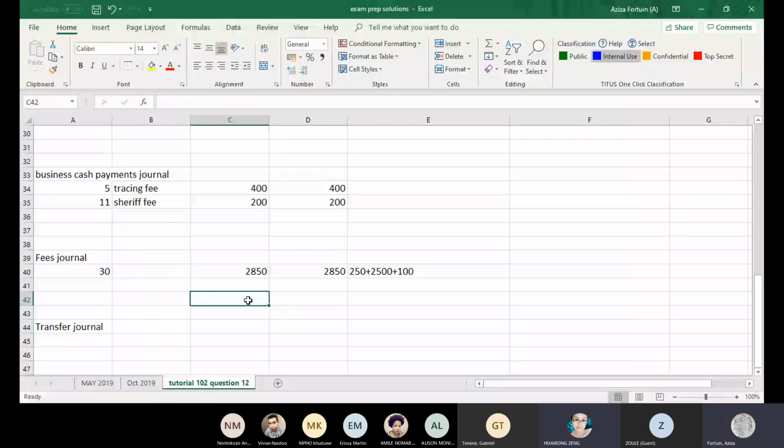That should be transferred, and that is also in the business cash receipt journal. We should receive these fees, 27,500 Rand. So you're saying in my business cash receipts journal, I'm going to transfer that 27,500 Rand. Yes, this should also happen in the transfer journal.